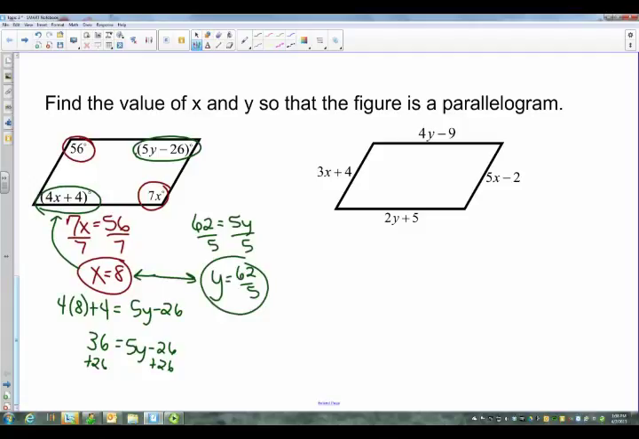I would like you guys to give this a look and see if you can solve this out.